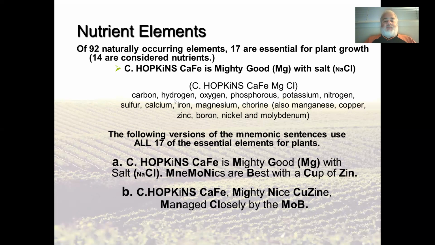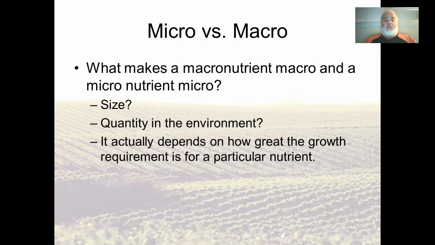I've listed them on previous slides, but the original, the one that's been around for decades, is just C. Hopkins Cafe is mighty good with salt. That's all it has, and it gets some of the major ones: carbon, hydrogen, oxygen, phosphorus, potassium, nitrogen, sulfur, calcium, iron, magnesium, and chlorine, but it misses 5 or 6 of the micros. And so I like these two at the bottom because it completes the list. So I've already mentioned micro versus macro.